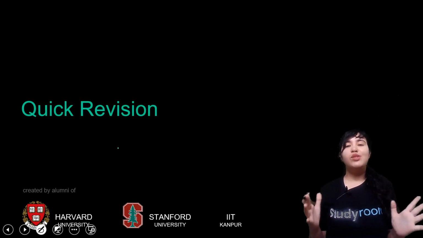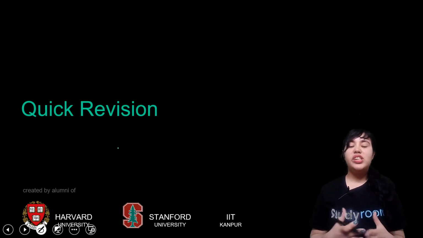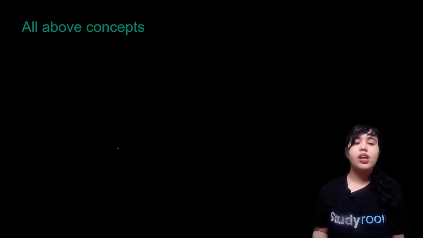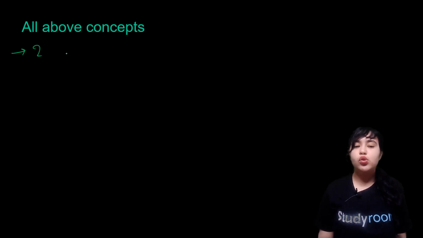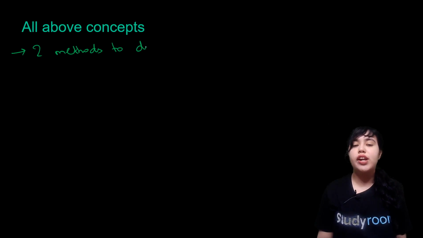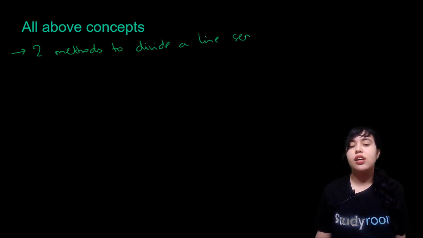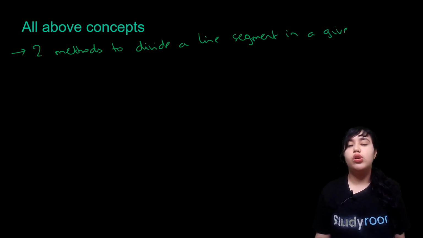So with this, we come to an end of this chapter. Let's see what is the takeaway from this. We saw that there are two methods to divide a line segment. So this was new for us. There can be two methods to divide a line segment in a ratio that is already given to us.